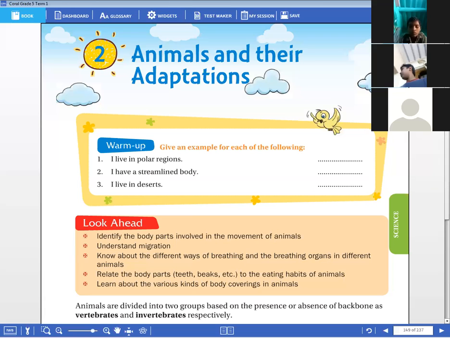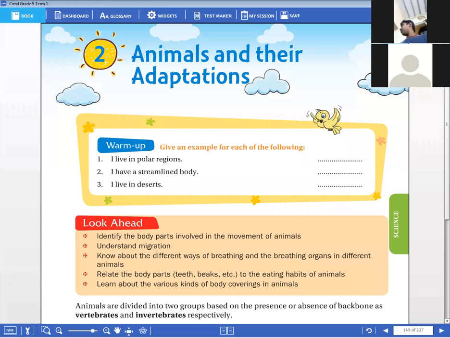And the last one, children. I live in deserts. What is the animal you see in the desert? I'm asking about animals because this lesson is related to animals, while our previous lesson was related to plants. Yes, camel. Many of you said camel. Camel is also known as, it's my question, children: what is the other name of camel?